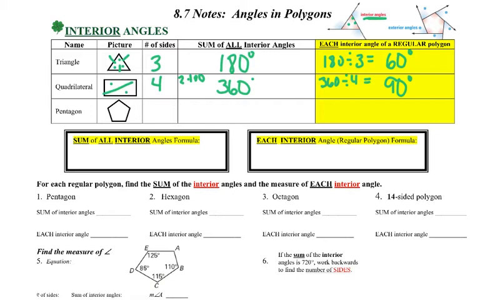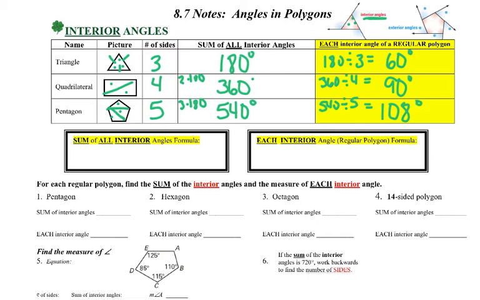And then we'll do the pentagon, and then we'll kind of see a pattern here. How many sides in a pentagon? Right, 5. How many triangles can we get in a pentagon? We're going to get 3 triangles in a pentagon. So 3 times 180 is 540. And if it was a regular pentagon, we'd have 5 equal angles, so 540 divided by 5 is 108 degrees for each angle.